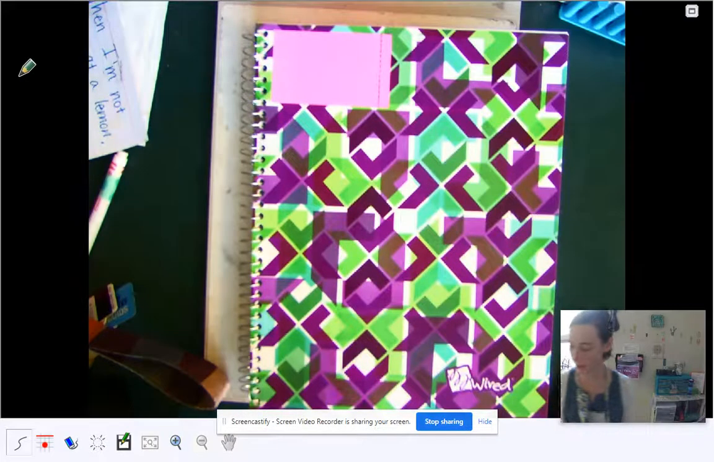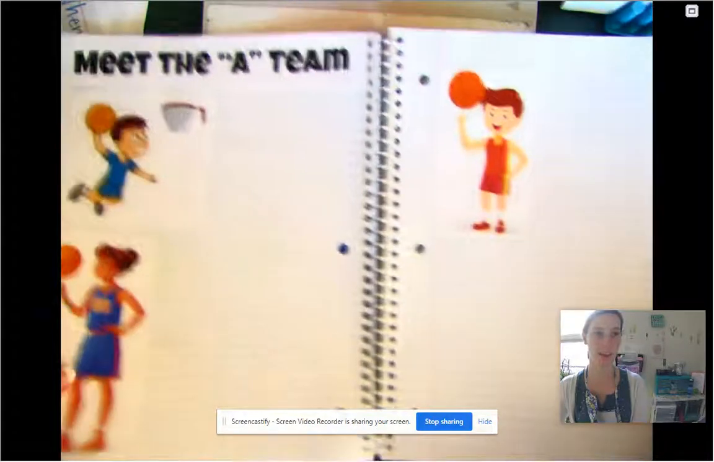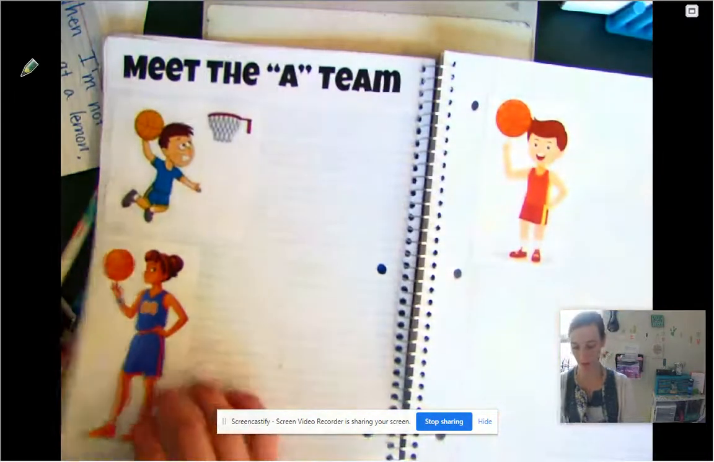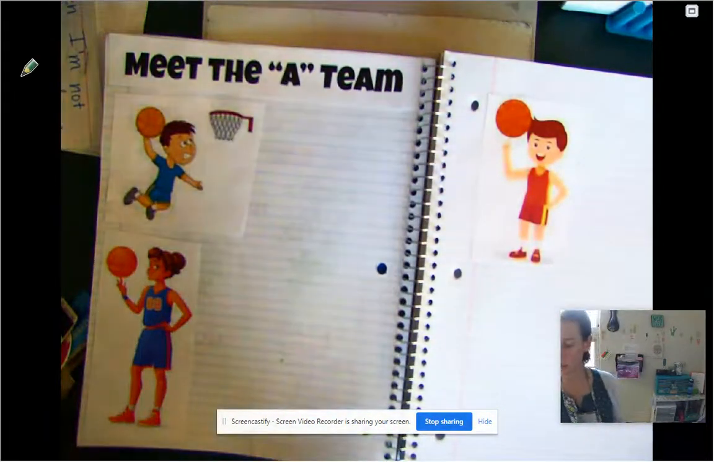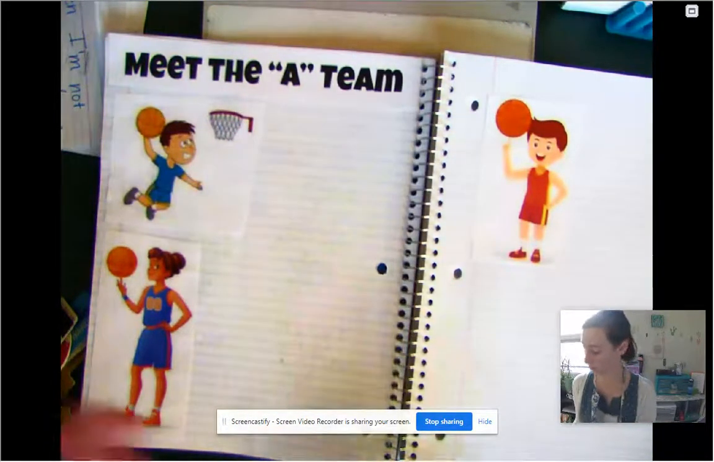Okay, we are in your math notebook on the items that we glued in today. If for some strange reason you don't have items glued in, then just leave a spot to glue them in, I guess.